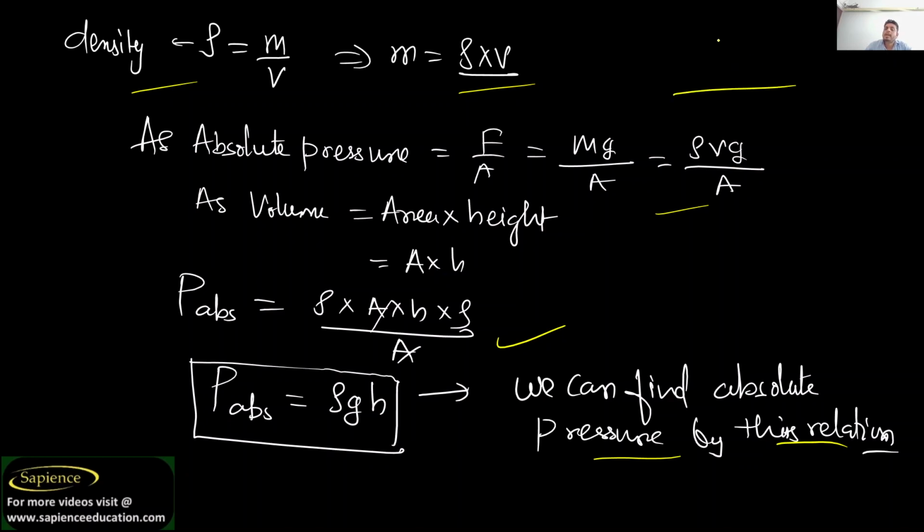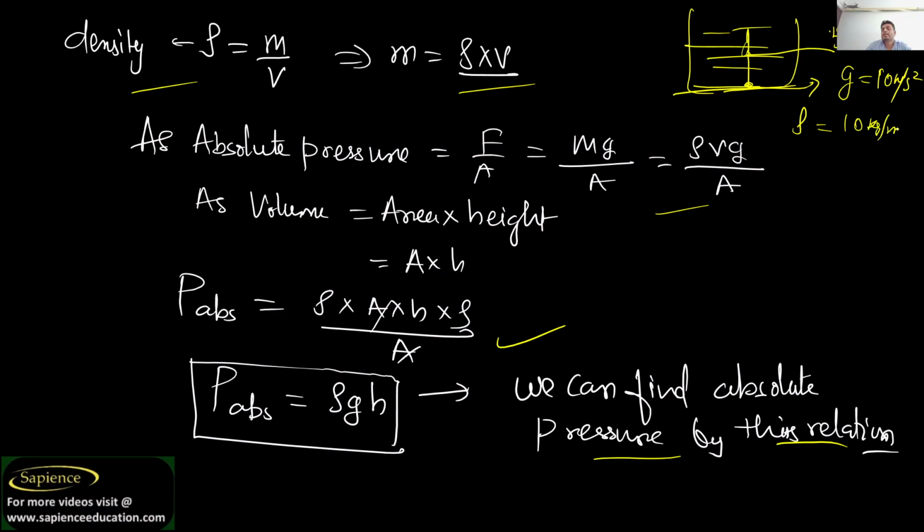For example, there is a container and it has a liquid like this. I want the pressure at this point. So what is the height of the liquid column? Suppose 5 meter. And what is the gravity? This is your 10 meter per second square. What is the density? Density is, suppose, 10 kg per meter cube.